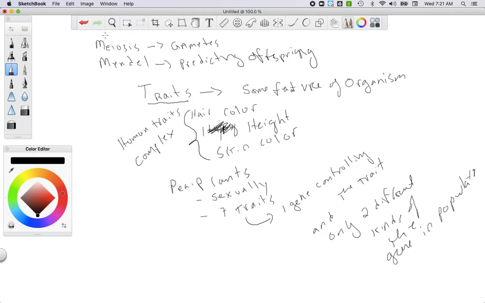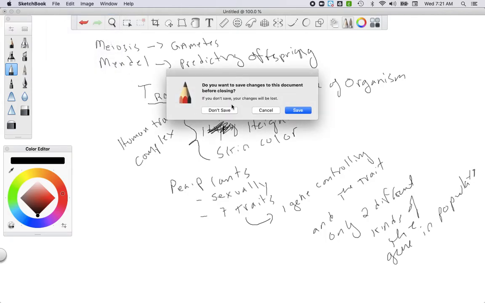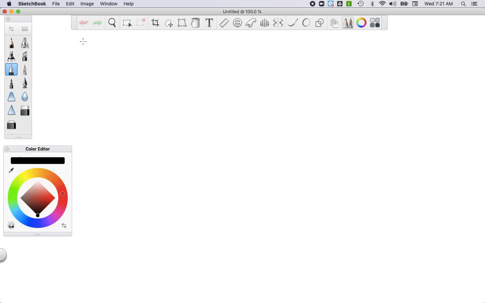So before we talk too much more about that, let's get a new page and talk about traits. So traits are descriptions. There are 3 different things we need to keep in mind when we talk about traits in organisms. And we're going to stick with the simple pea plant traits. So let's actually do that right here. Pea plant traits. So these are descriptions.